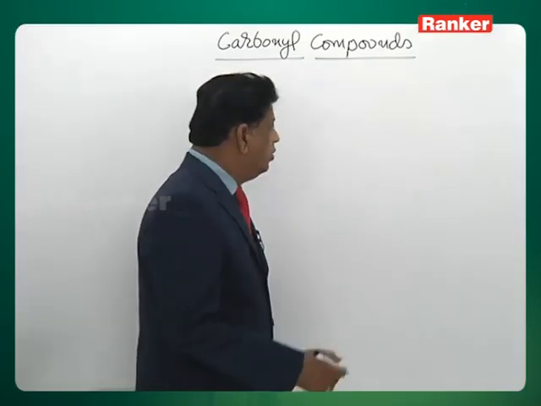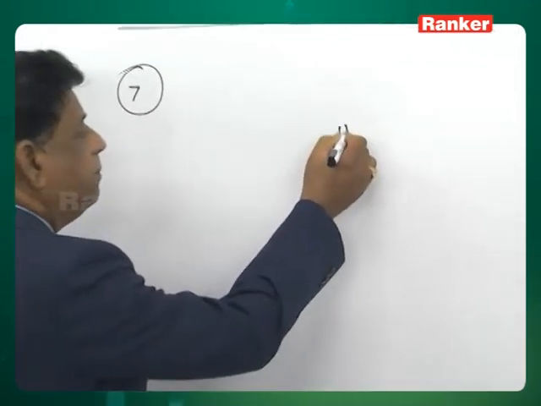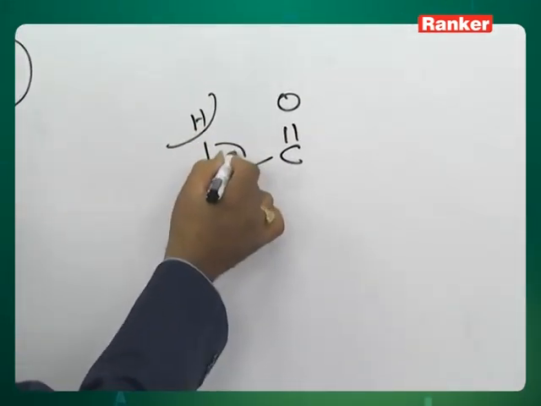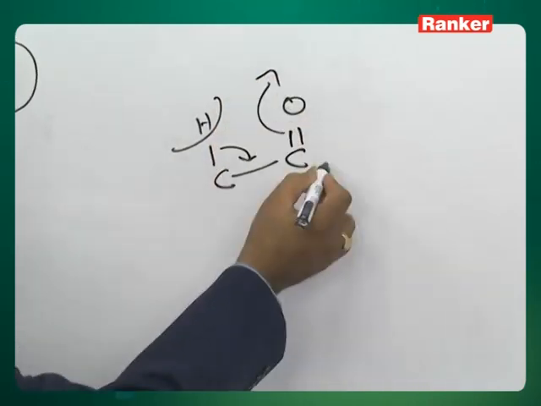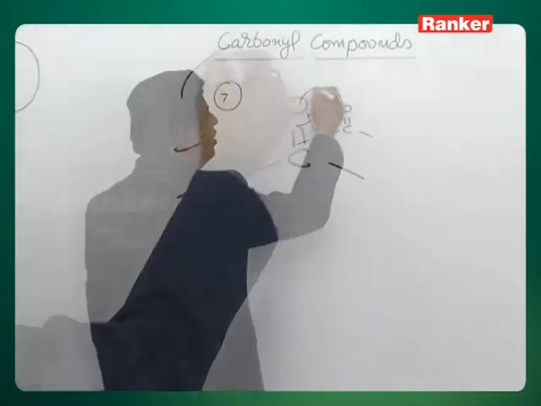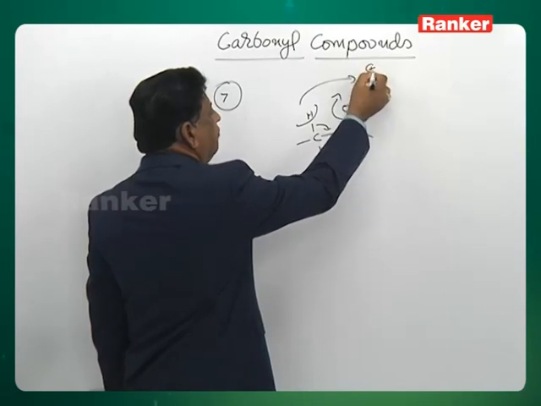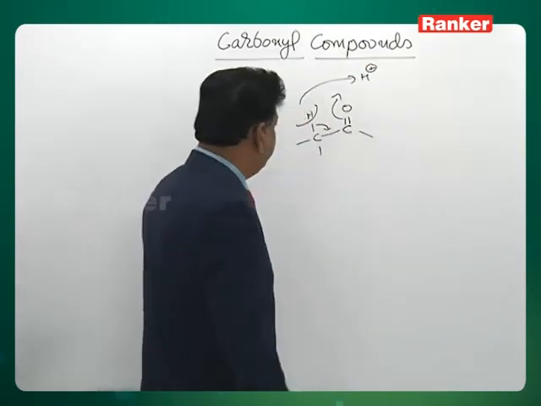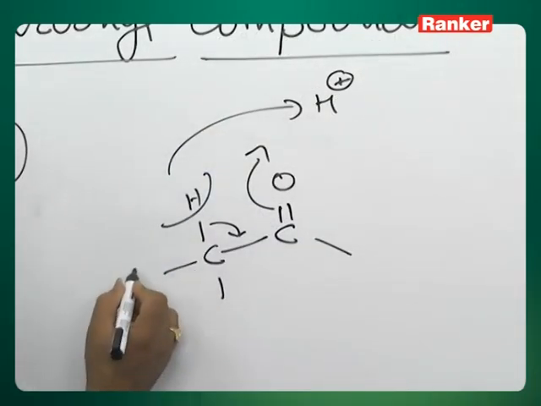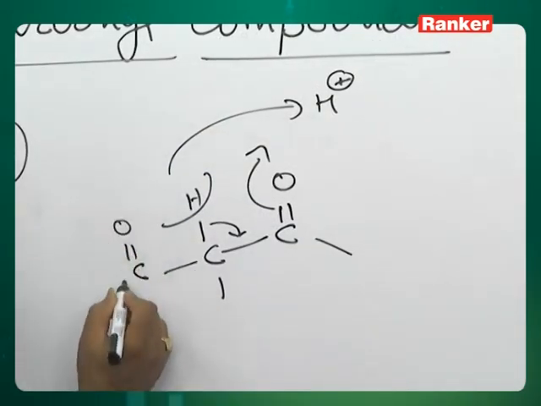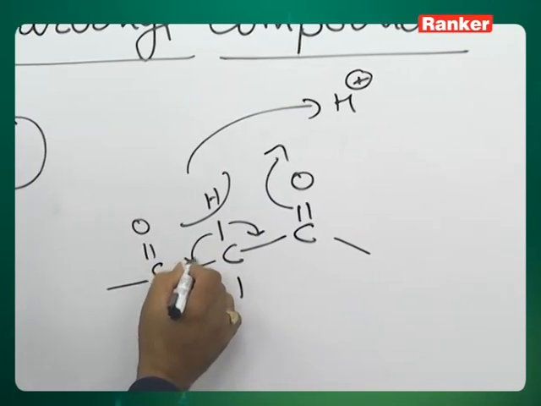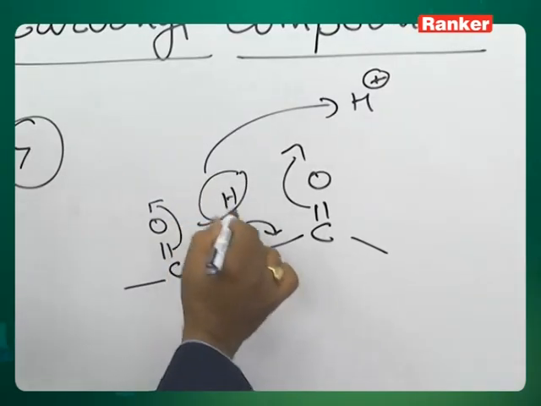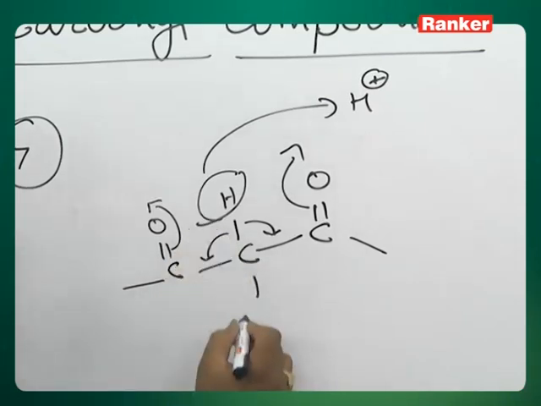So this carbonyl group, whenever it is attached with a hydrogen, this hydrogen will show hyperconjugation and can be given out as H plus. So the alpha hydrogen present in carbonyl compounds is known for acidity. However, if this carbon is in between two carbonyl groups, this can show hyperconjugation on either side. So this particular hydrogen is called active hydrogen. This is called active hydrogen.